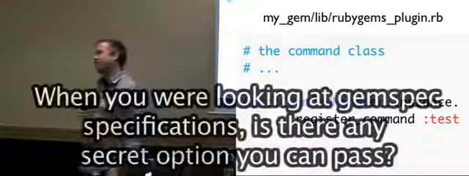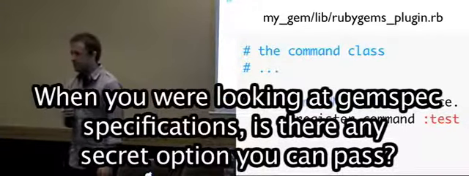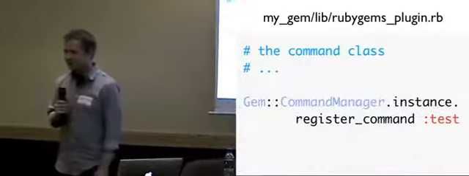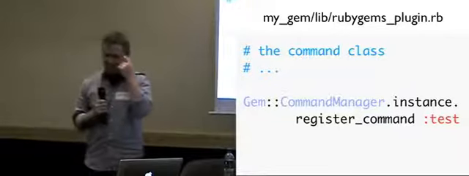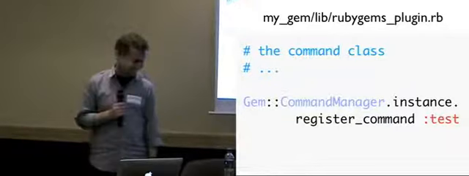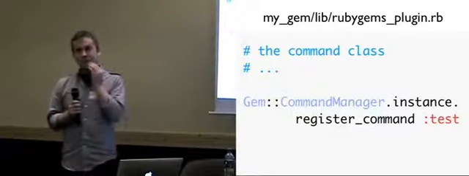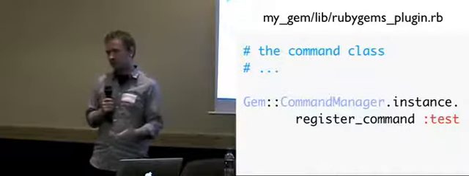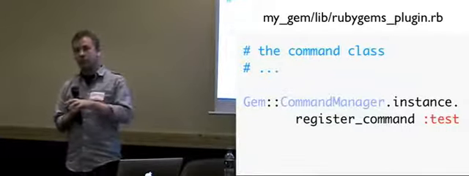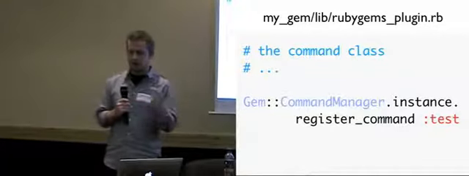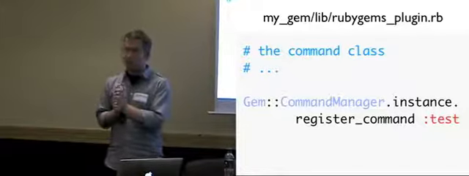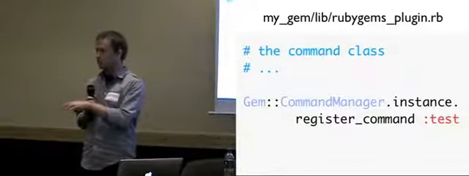No? Okay. When you were looking at gem specifications, are there any super cool secret options you can pass? The development dependencies one is quite interesting, because you can list things like Mocha or shoulda or rspec or cucumber in that, and anyone can install it just by adding --development, or developer, one of those, and it will install those as well. Otherwise, it will leave them out.